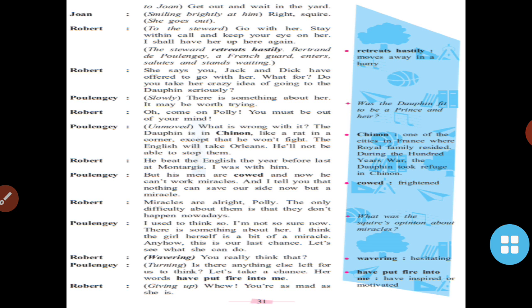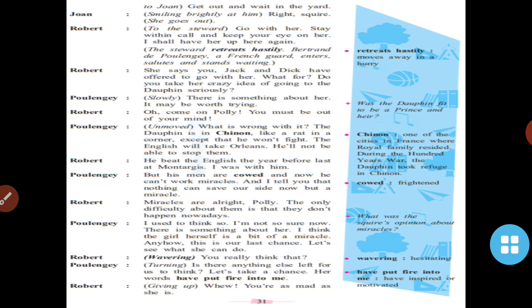Now here Robert is asking Jack and Dick, have you offered to go with her? For what? Do you take a crazy idea of going to the Dauphin seriously? So now Robert is asking Jack and Dick whether they are seriously going to go with John to the Dauphin. Okay. Now Polanyi is saying, Polanyi, he who wanted to go with John to the Dauphin. Now Polanyi, slowly, there is something about her.